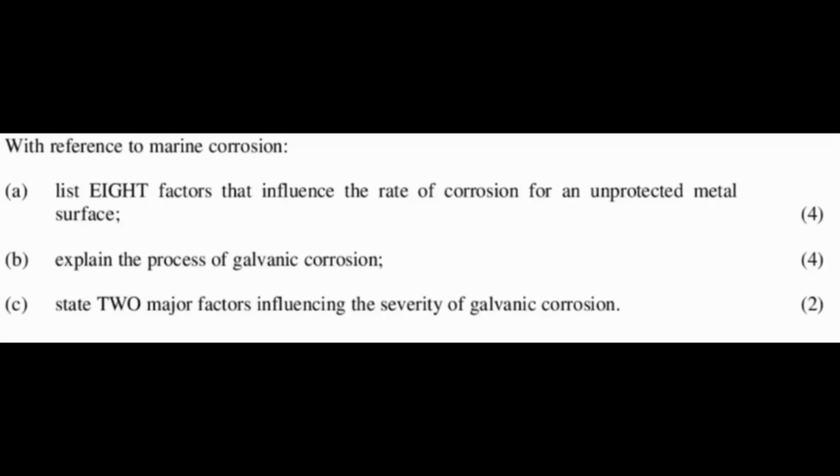Reference to marine corrosion. A. List 8 factors that influence the rate of corrosion for an unprotected metal surface. B. Explain the process of galvanic corrosion. C. State 2 major factors influencing the severity of galvanic corrosion.